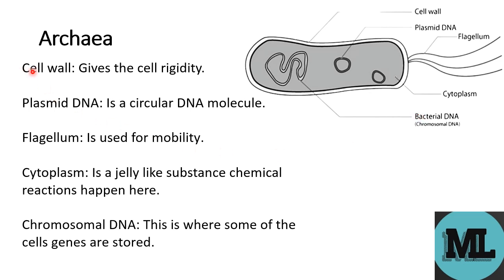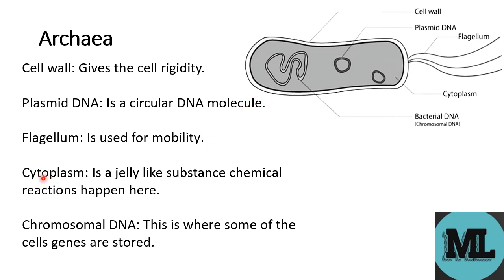So the cell wall gives the cell rigidity and keeps it together. The plasmid DNA was contained in bacteria too, and here it is contained too. It's a circular DNA molecule. The flagellum is used for mobility underwater. This helps it move around.